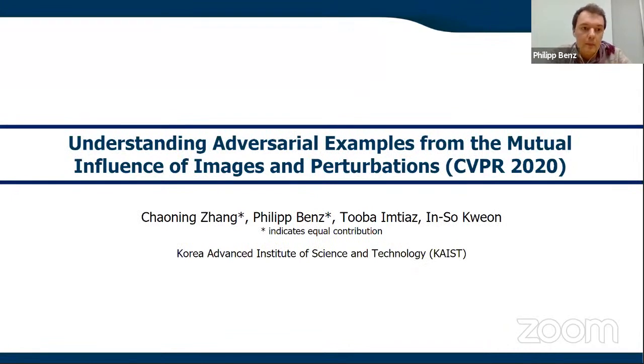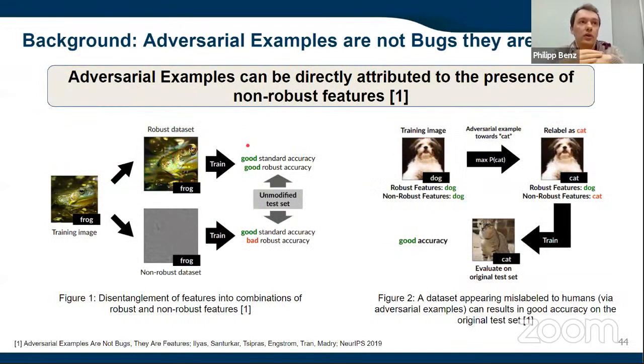And then maybe now more related to the previous question, in this work, which we published at CVPR this year, Understanding Adversarial Examples from the Mutual Influence of Images and Perturbations, we tried to better understand what is behind those universal adversarial perturbations. As a small background, there was one previous paper called Adversarial Examples Are Not Bugs, They Are Features. I highly recommend having a look at this paper, because it was also a very big influence for us.